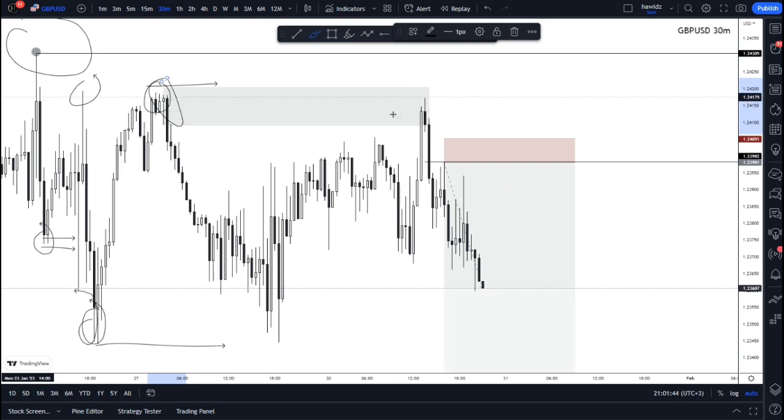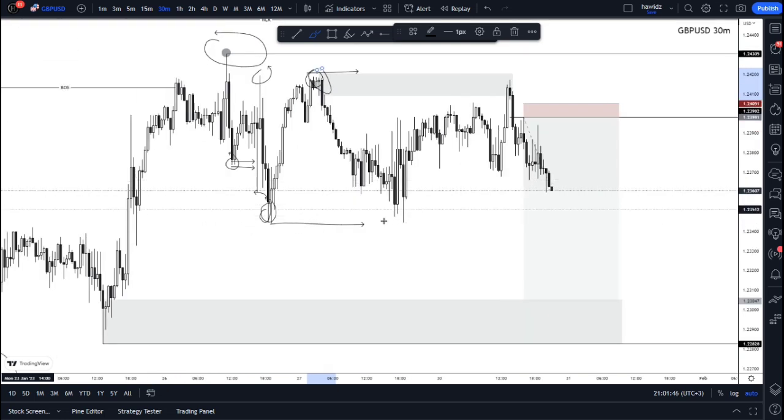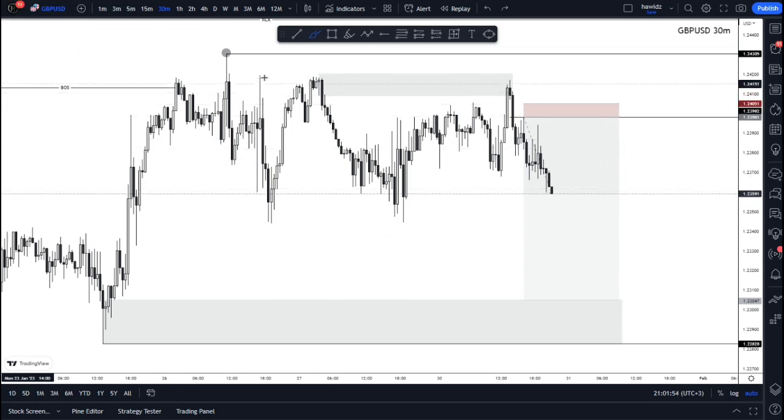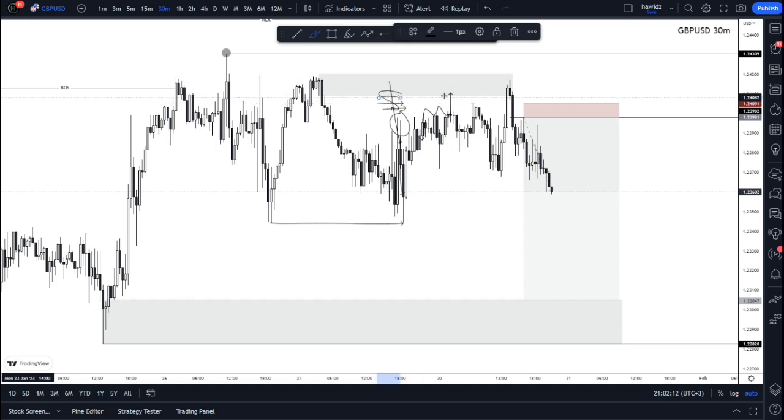Hence, we now have an area of supply. Price comes down and fails to break this low right here. Price failing to break this low indicates what? That the high that created this low is weak and hence holding what? Liquidity on top of it. Now, we know that price could come right back up, take out this liquidity, and mitigate this area of supply where there are institutional orders pending to be triggered to take this market down.